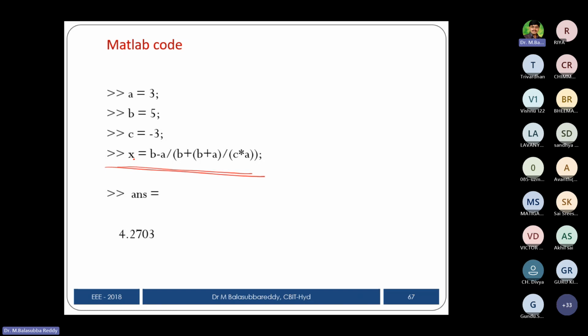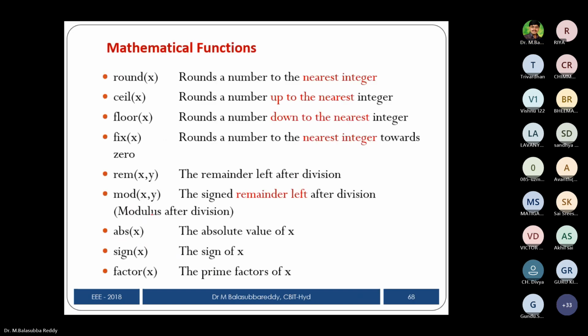Then for the answer, if we assign it to X, we will get X is equal to the answer. If you do not assign it to any variable name, then it will give ANS is equal to the answer. And you can see that there are inbuilt mathematical functions. Because you have marks of different subjects, or even for one subject, mid 1, mid 2 marks, assignment 1, assignment 2, then slip test 1, slip test 2.